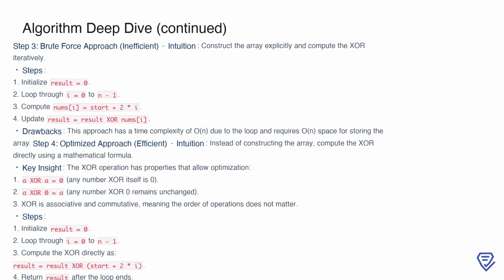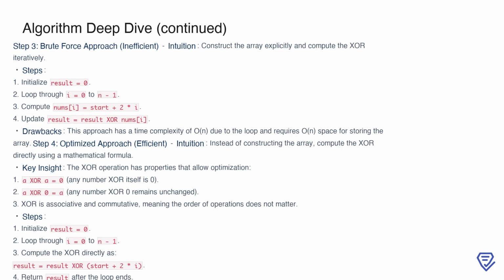First, let's consider a simple brute force approach. The intuition here is to explicitly construct the array and calculate the XOR iteratively. Here's how this works. We initialize a variable result to 0. Then, we loop from i = 0 to n-1, compute nums[i] as start + 2 * i, and update result with the XOR of this value. While this method is straightforward, it's not efficient. The time complexity is O(n), since we loop through the array, and it also requires O(n) space to store the nums array. To improve, we can focus on optimizing the computation.